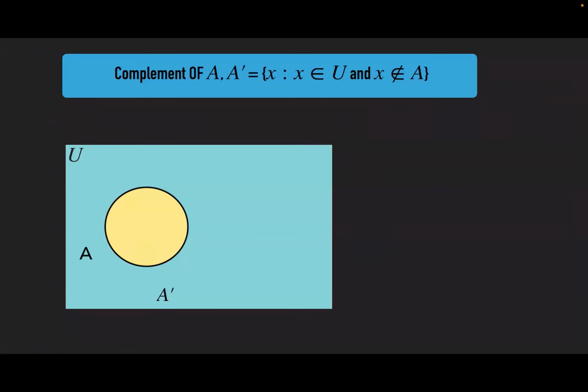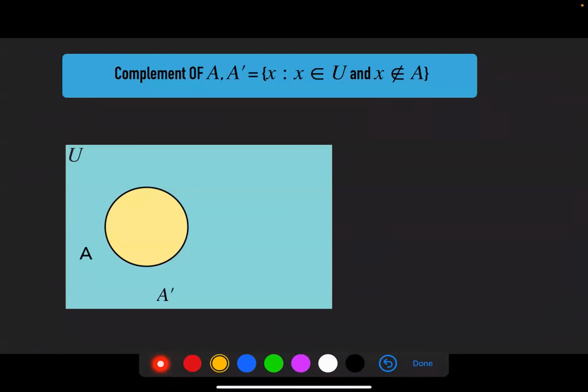So when you take the complement, you should read it this way, guys. A complement, or you can write C in the power, is basically U minus A. So you are picking all the elements which are present in the universal set but not present in A. So this is your A's complement.